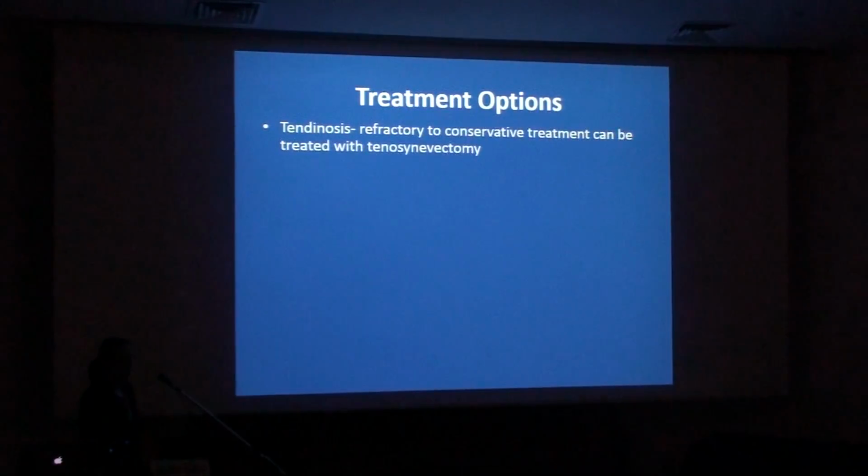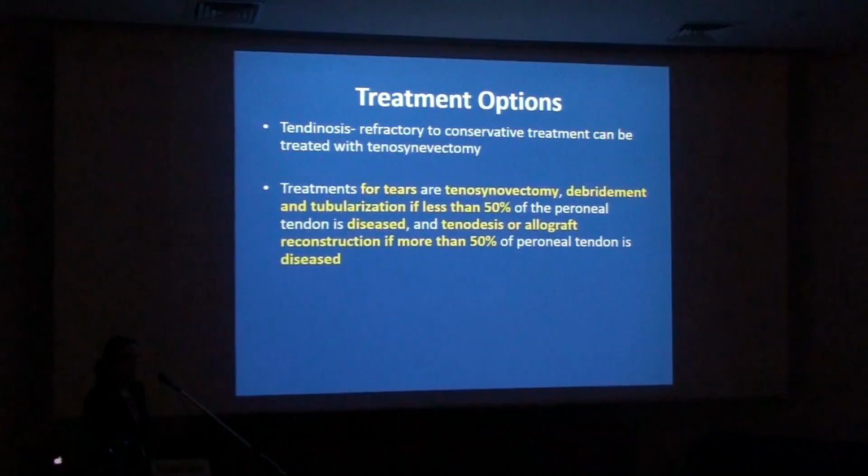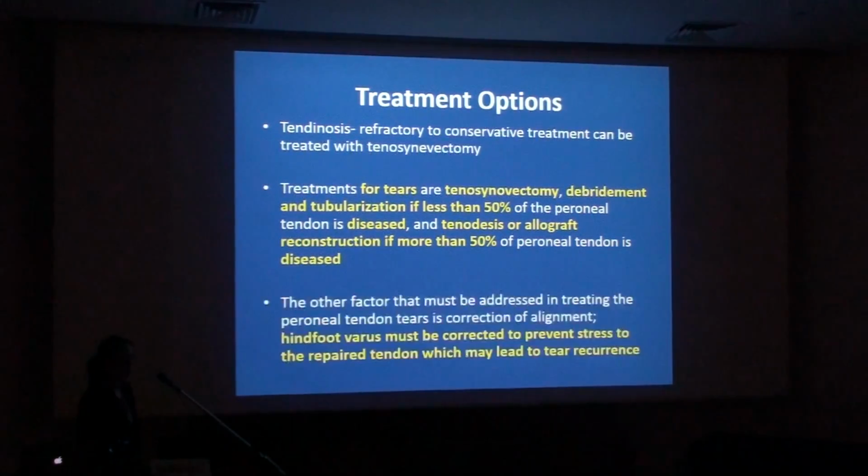So for tendinosis, which is refractory to conservative treatment, tenosynovectomy can be done. Treatments for tears are tenosynovectomy, debridement, and tubularization if less than 50% of the peroneal tendon is diseased, and tenodesis or allograft reconstruction if more than 50% of peroneal tendon is diseased.